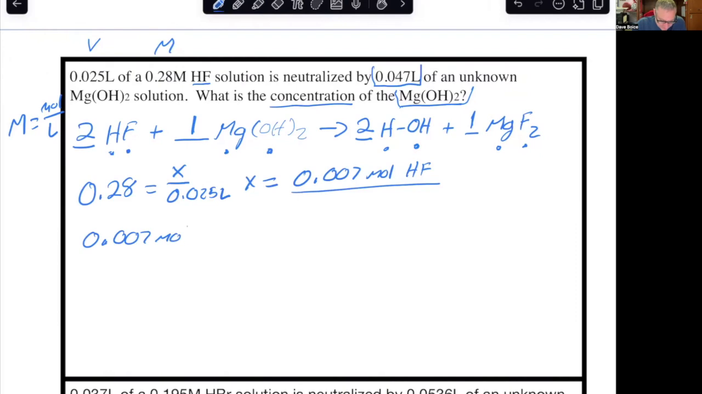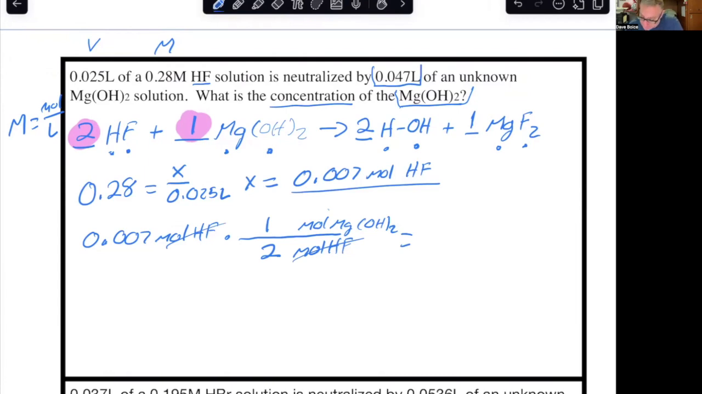So 0.007 moles of hydrofluoric acid, and let's convert that to our base. So, moles of HF, I'm bringing my unit down, moles of MgOH2, and according to my balanced equation, that is going to be a 2-to-1 ratio. So I'm going to go ahead and fill that in. So 2-to-1, and that is going to cancel out moles of HF and leave me with moles of magnesium hydroxide, which is awesome. That's what I want.